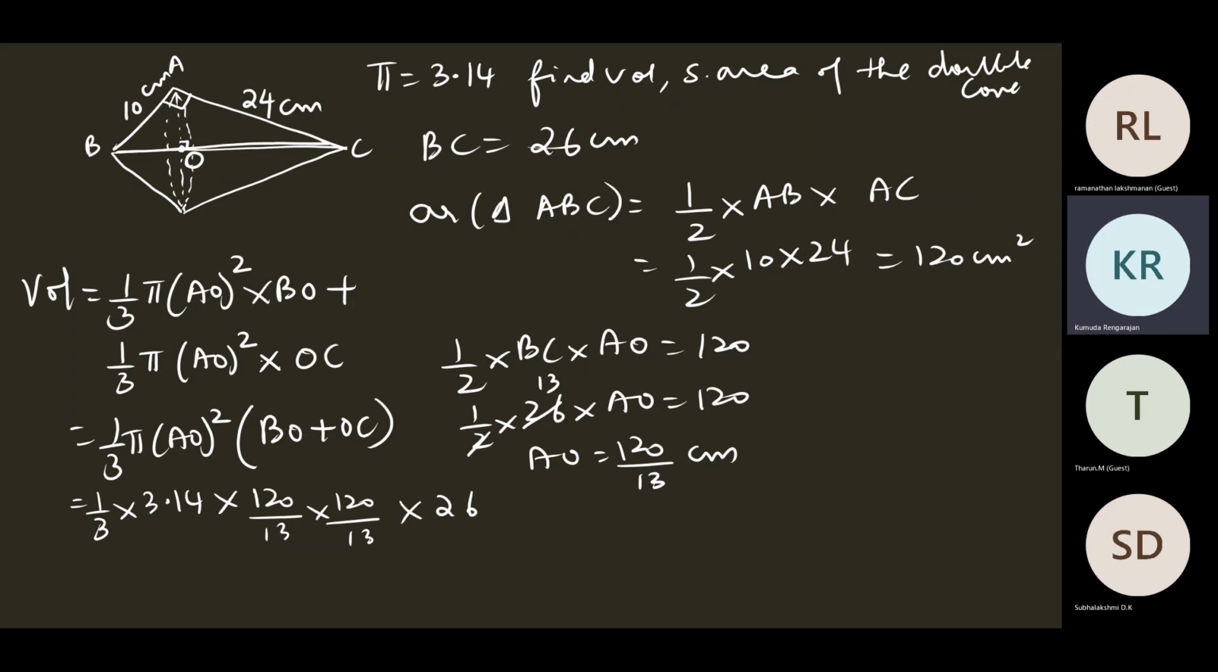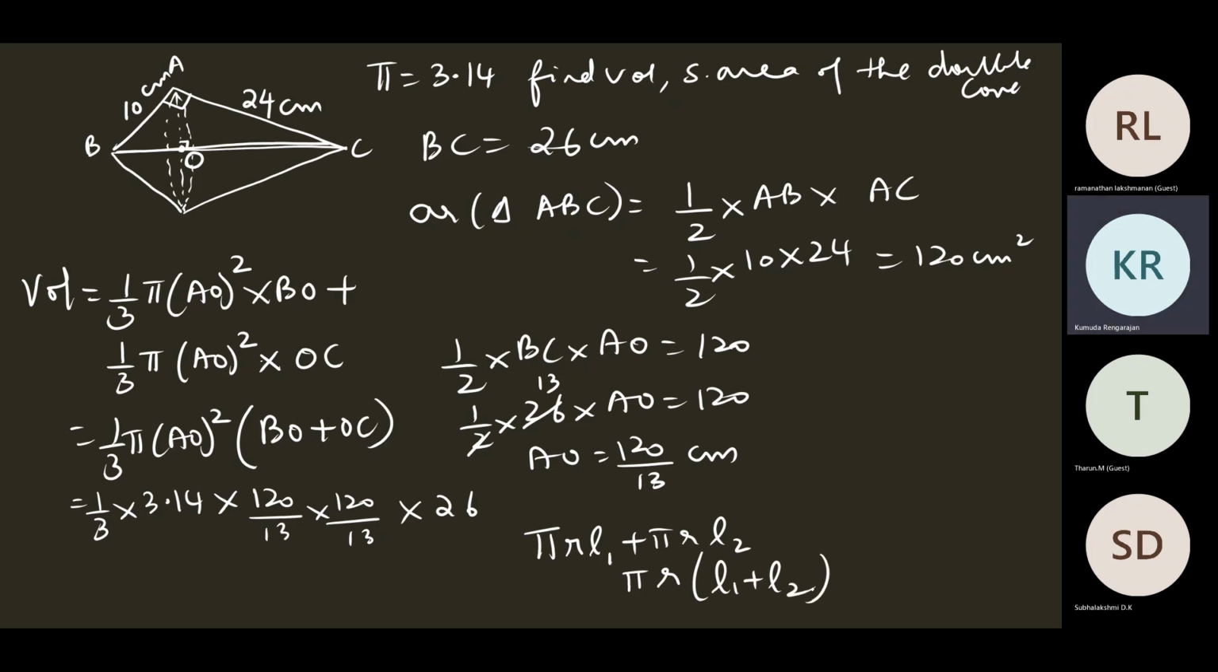So it is pi RL plus pi RL. Pi, radius is the same. So R, L, slant height, they are different. So like L1 plus L2. Pi R, L1 plus L2. CSA. Since R is the same for both, slant height, they're different. So pi is 3.14 and R is 120 by 13 into L1 plus L2.